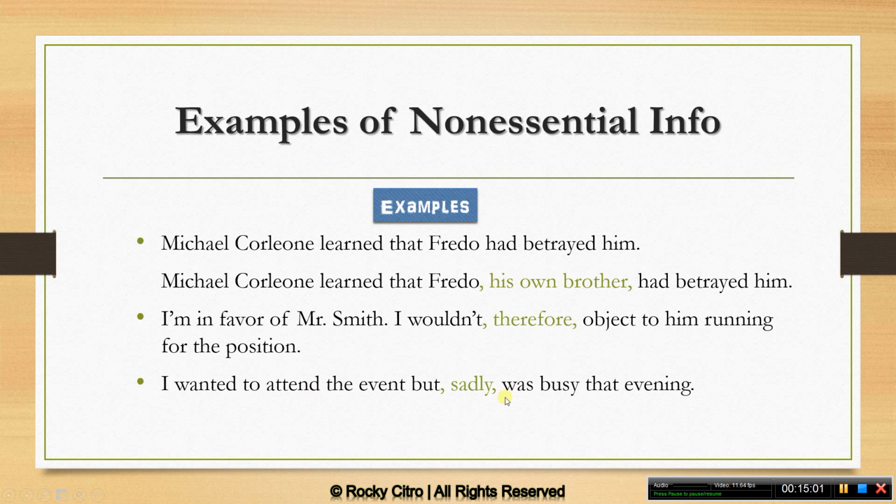And we could do the same thing with a sentence adverb, which, well, this isn't a sentence adverb anymore because it only modifies part of the sentence, but it's the same idea with what we saw with the opening sentence adverbs previously. I wanted to attend the event, but, sadly, was busy that evening. So this word "sadly" is basically thrown in for extra effect or context, and it modifies part of the sentence, but can't stand on its own. We can take it out. It's not essential to understanding the main idea. It interrupts the flow of the sentence. For all these reasons, we have to add commas around it.